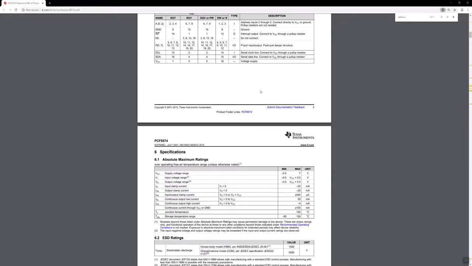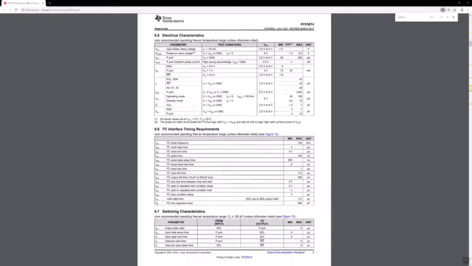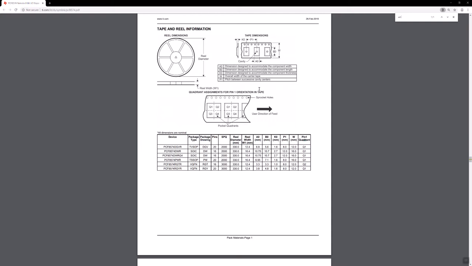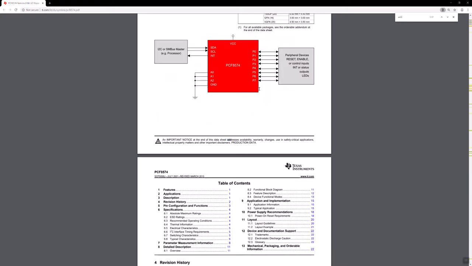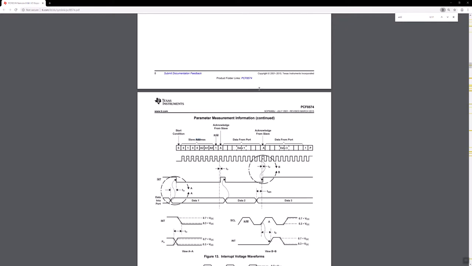So if I scroll down even a little bit more here, we can see how we determine what the address is. There's lots of timing things here. Well, if I just do a search for address, and then scroll through here. Okay, slave address. Now this is how we have the slave address. This is the least significant bit, so A0, 1, 2, 0, 0, 1, 0, and then this is whether you want to read or write.